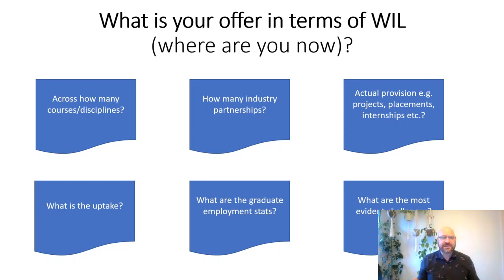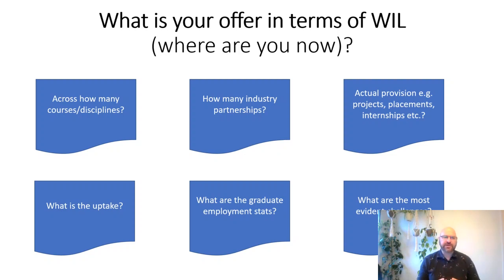Now, I'm listing 6 particular areas that I think is worthwhile thinking through. You might come up with others. Please add them. Don't feel that you are restricted or limited only to these 6. These 6, I think, are quite key, and I'm going to talk you through each one. But if there's any others that you want to add, please do so. So let's start with the first one on the top left-hand corner, as you can see on the screen. Across how many courses or disciplines is your work integrated learning provision? Do you know that?